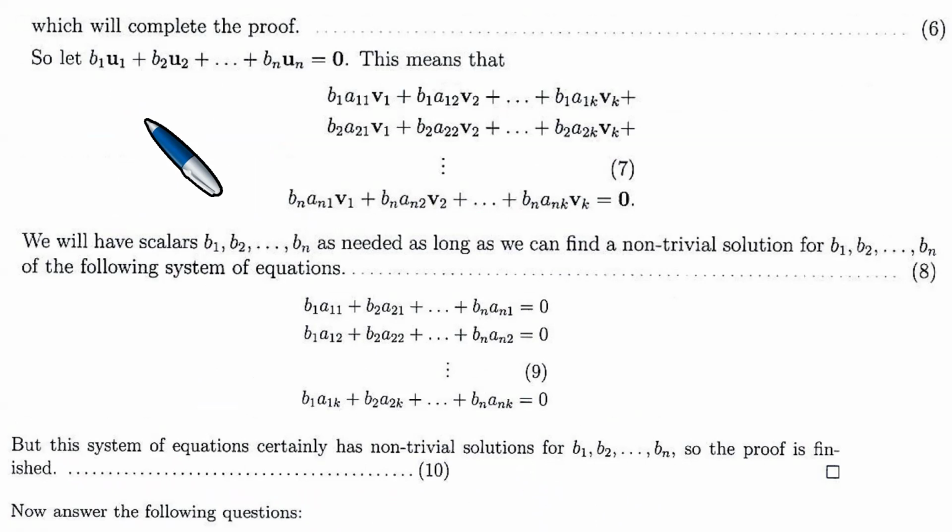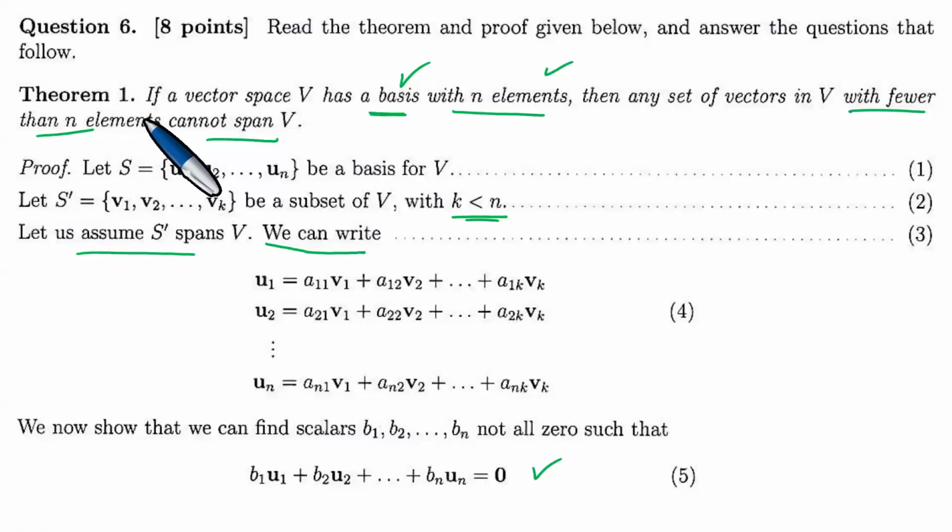Now I want to mention something. Not all 0. We can find scalars not all 0. Remember that we are dealing with bases here. And in the case of a basis, it is linearly independent, meaning the scalars must all be 0. They must all be 0.